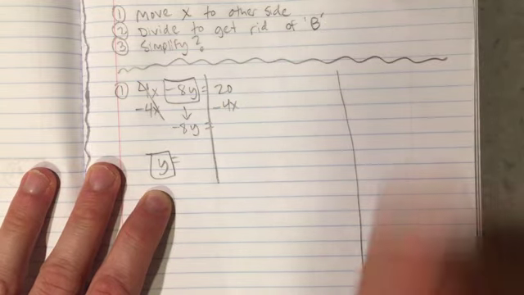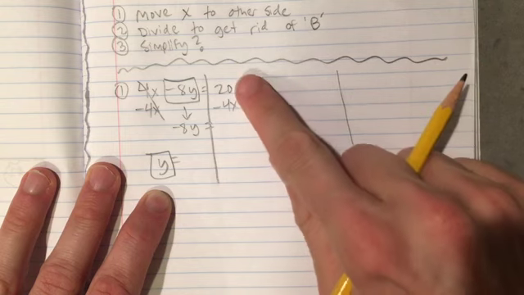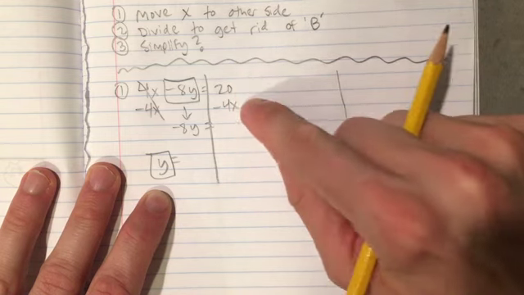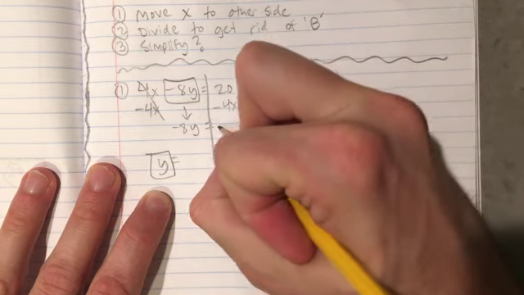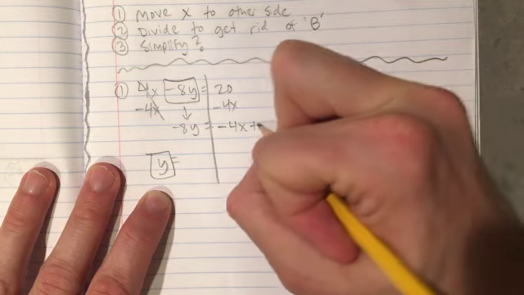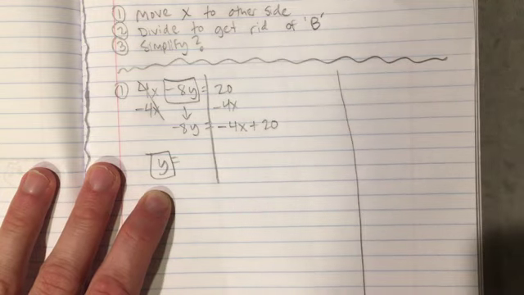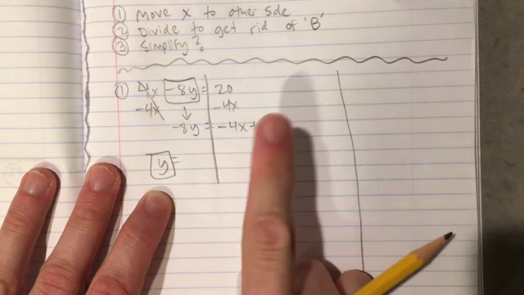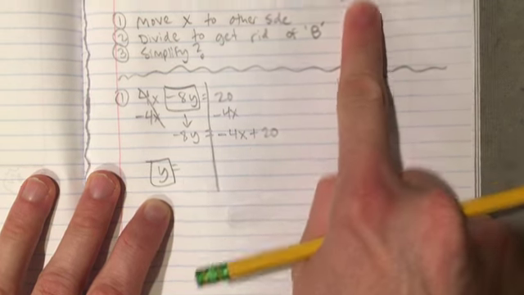You should see right away, oh, I can't do that because 20 and 4x are not the same thing. Those are not like terms. So what I'm going to do is just write the negative 4x. That's a positive 20, so I'm going to write plus 20. I want to write it in this order: y equals an x plus a number, just like we have up here, okay?